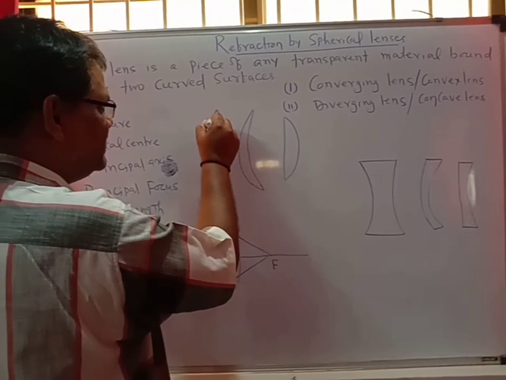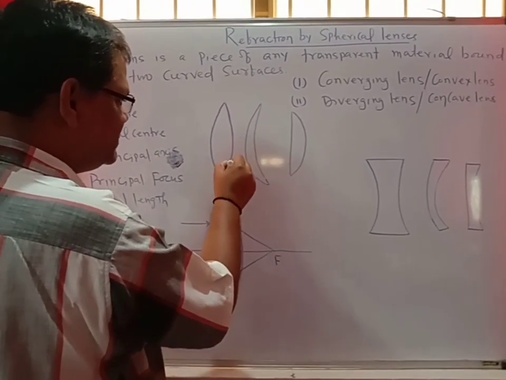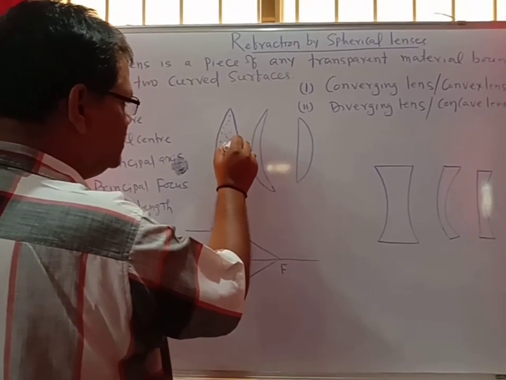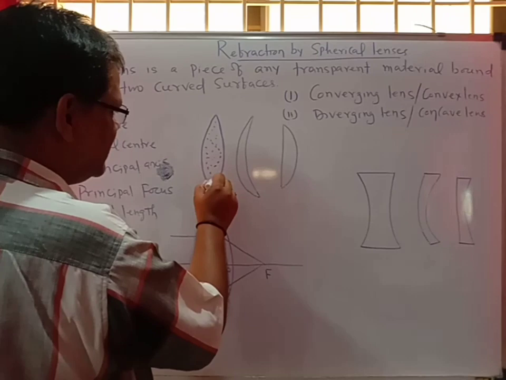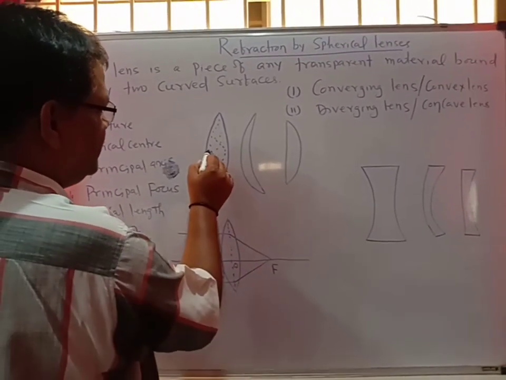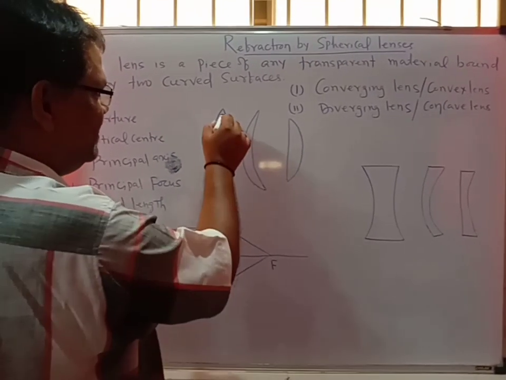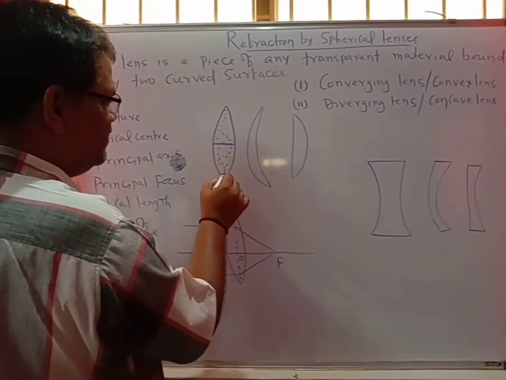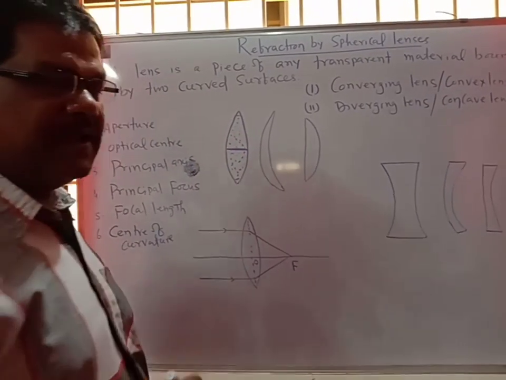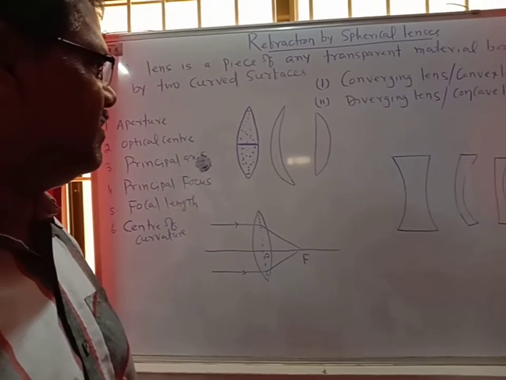One spherical surface is this one, and it is another spherical surface. They are enclosing some transparent material. Both the surfaces are enclosing some transparent material. Just think of the middle portion. The middle portion is thicker than the edge. The end portions are thinner, and this is the middle portion. That way, we can identify the converging lens by touching. The middle portion should be the thicker one.